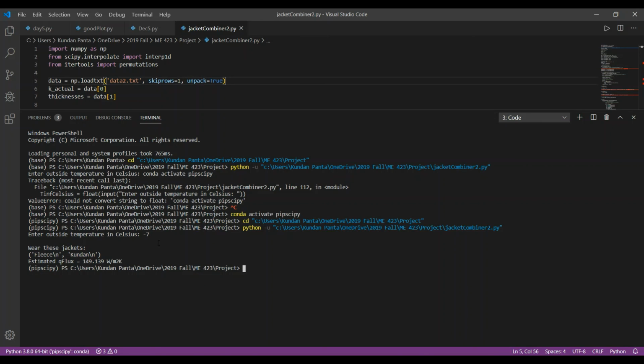So according to the program, the fleece jacket and my jacket, in that order, would keep us most comfortable. This combination would produce a heat flux of 149 watts per meter square Kelvin, which is pretty close to the optimal heat flux of 150 watts per meter square Kelvin.